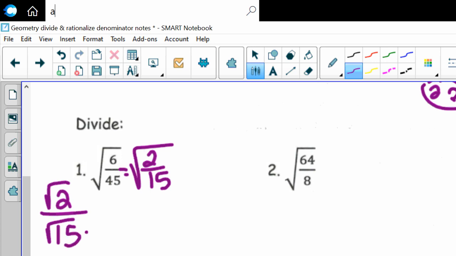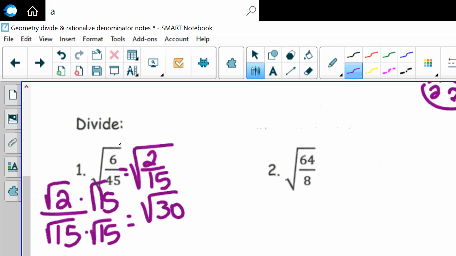I can't have a radical in the denominator, so I'll multiply top and bottom by that radical. So on top, 2 times 15 underneath my radical is the square root of 30 over just 15. 30, lots of people think that you can do factor tree on that, but it doesn't end up with any pairs, so our answer is just the square root of 30 over 15.